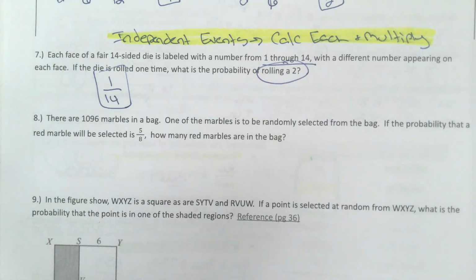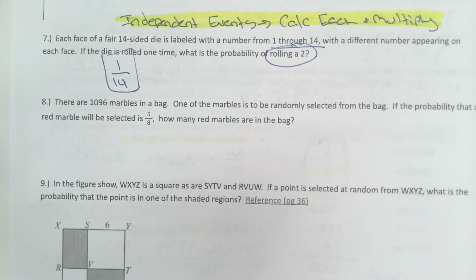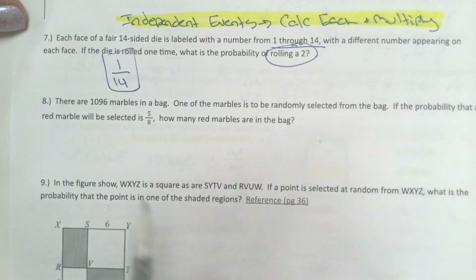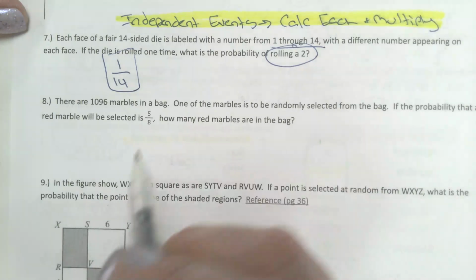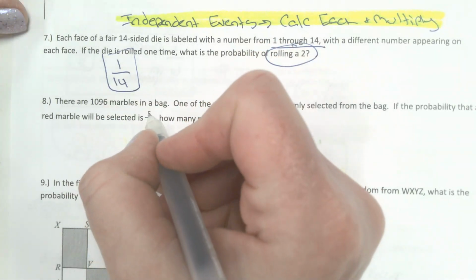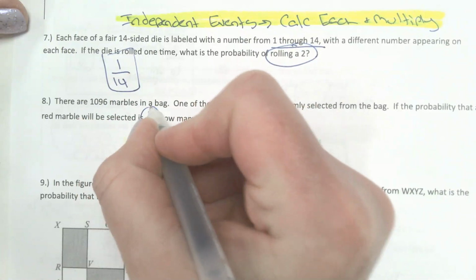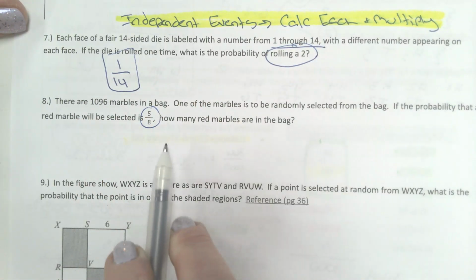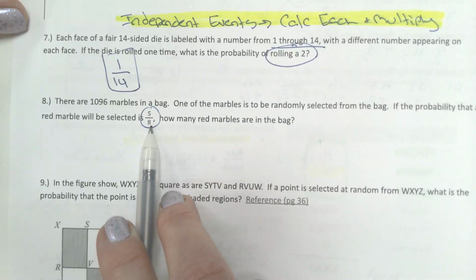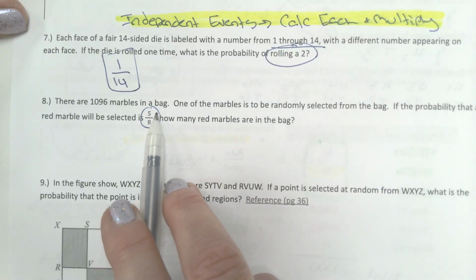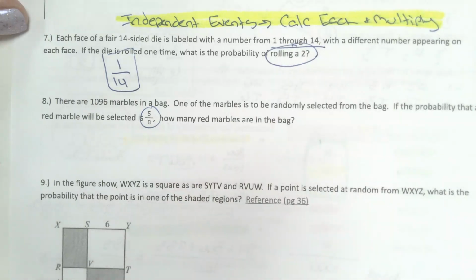All right, I got marbles in a bag. One marble is randomly selected. If the probability that the red marble will be selected is 5/8, how many red marbles are in the bag? Oh, we got to do math. Cool. All right, the probability that a red one is 5/8. That means that for every 8 marbles in the bag, 5 of them are red.